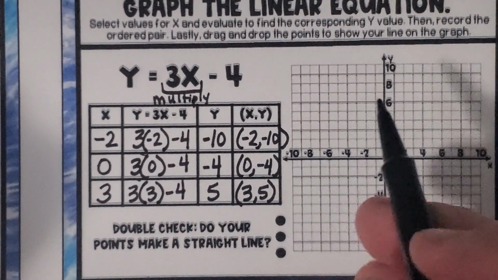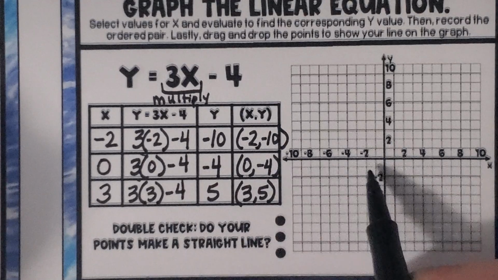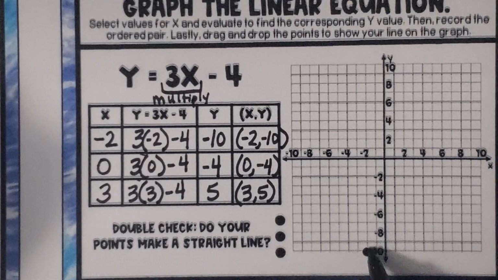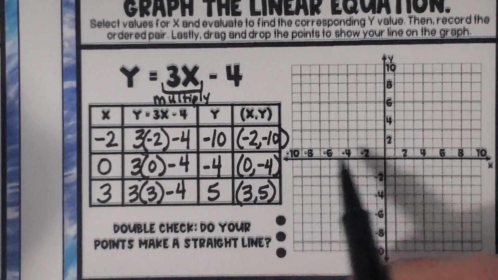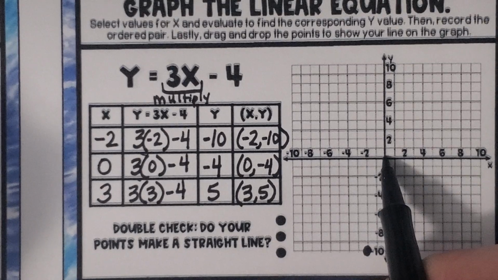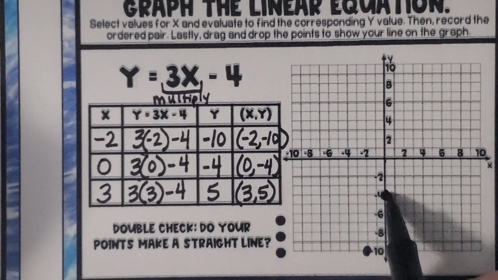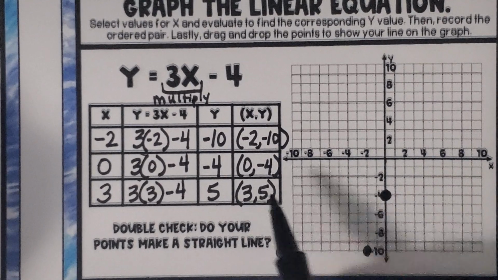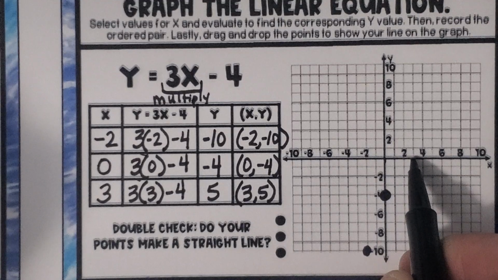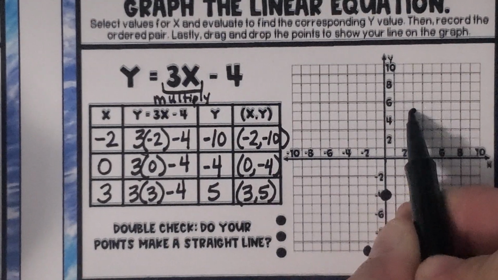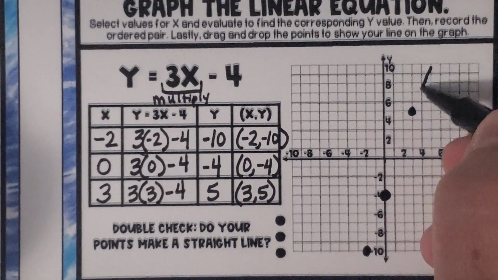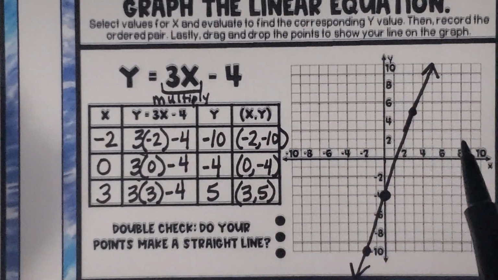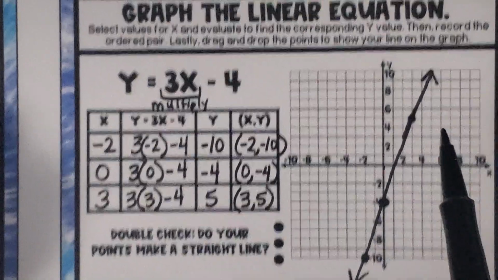When I have all of my coordinate points, I'm going to go ahead and plot them. My first point is at negative 2, so I'm going to go over to the negative 2 and then down to the negative 10. My next point is 0, negative 4. 0 means that I'm not going left or right any, but I am going to go down to the negative 4 as my y number. And then my last point is positive 3, positive 5. So I'm going to go to the right to positive 3, and then up to positive 5. When I connect these dots, I can see that they are in a straight line. Nothing's really out of the ordinary, so that makes it a linear equation.